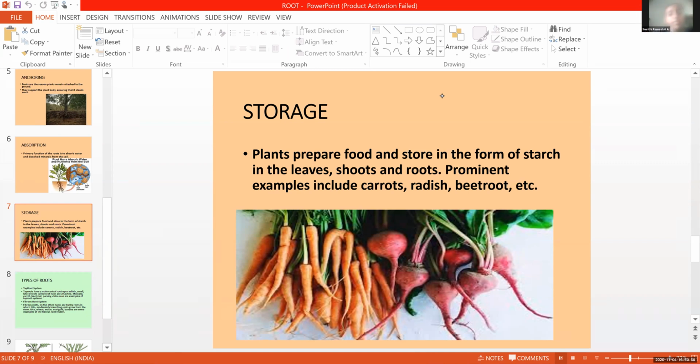Where are its roots? That itself is a root. The carrot itself is an underground root. The radish itself is an underground root. In the root itself, the food is stored. That's why we eat the root of that carrot plant. Understood? Yes, ma'am.